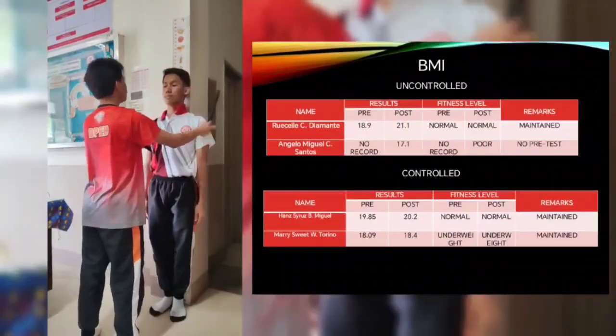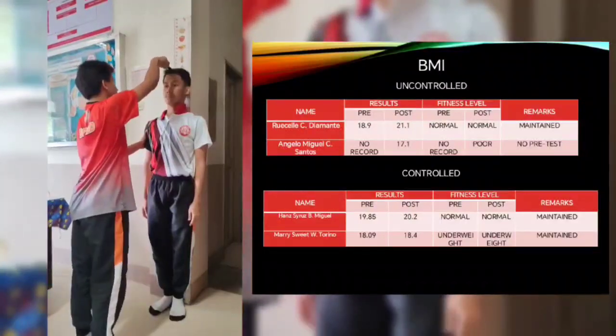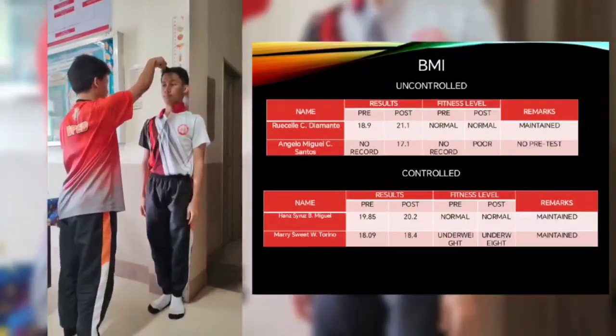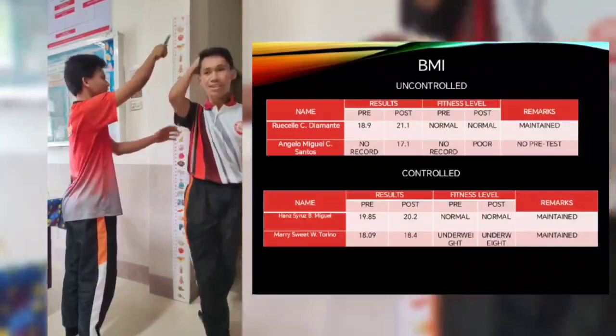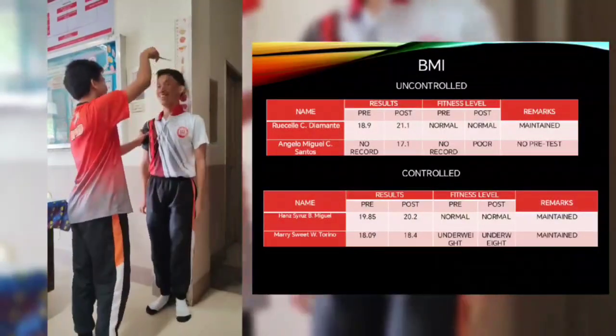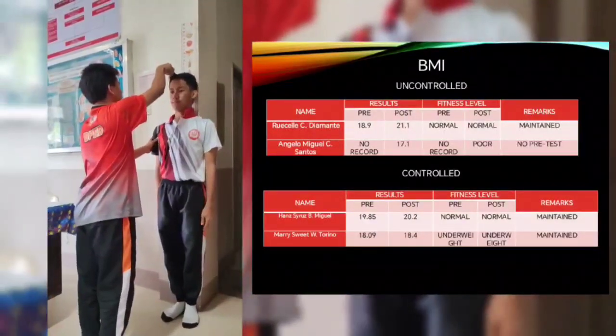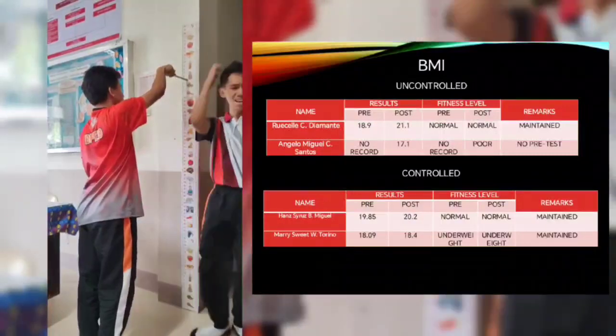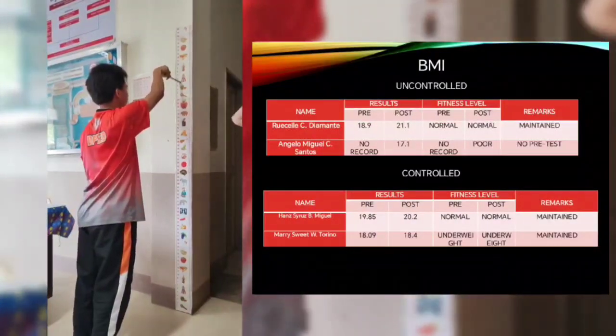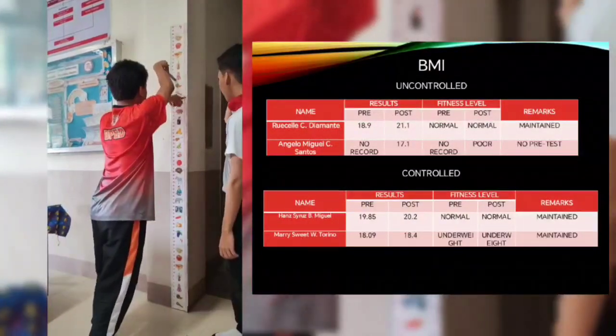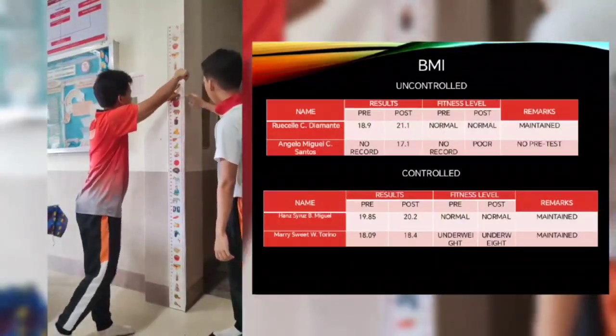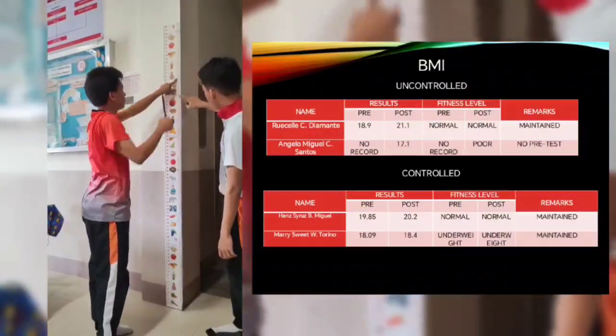Next is the controlled group. So we will begin with Cyrus B. Miguel. His pre-test results is 19.85 and his fitness level is normal. Next is his post-test, which is 20.2 and his fitness level is also normal. His remarks is maintained. As for why it is maintained, because he has been doing regular exercises.